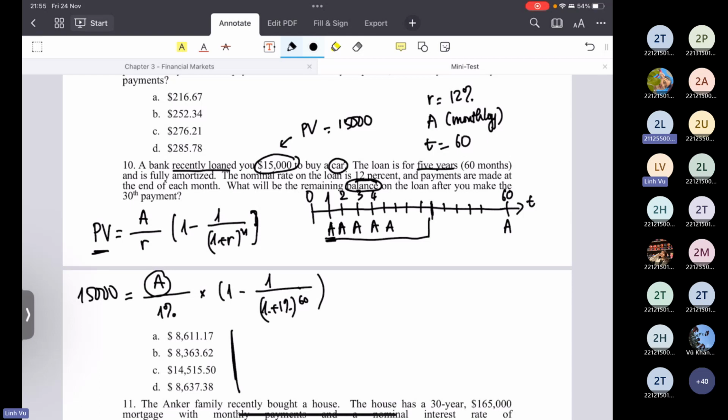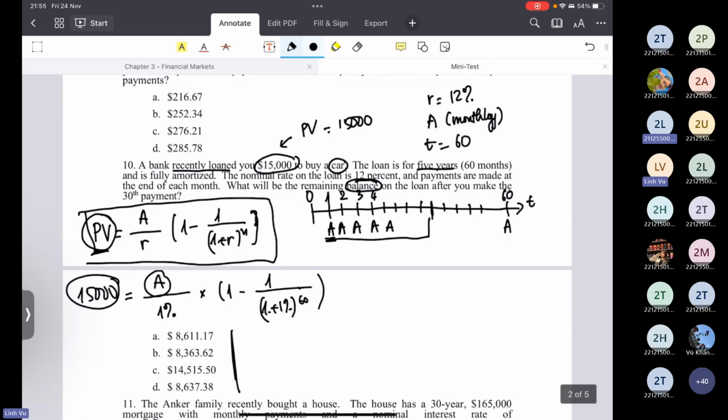Thế thì để giải được cái bài này mà chúng ta không cần dùng Excel ạ, thì các bạn sẽ làm thế nào? Các bạn sẽ hiểu rằng là gì ạ? Khi các bạn dùng công thức PV bằng A chia R nhân với 1 trừ đi 1 chia 1 cộng R mũ N như thế này ấy, các bạn tính ra giá trị PV ấy, thì cái PV này nó chính là cái principal amount của cái khoản vay. Đúng không ạ? Và cái 15.000 này là giá trị ở thời điểm hiện tại.